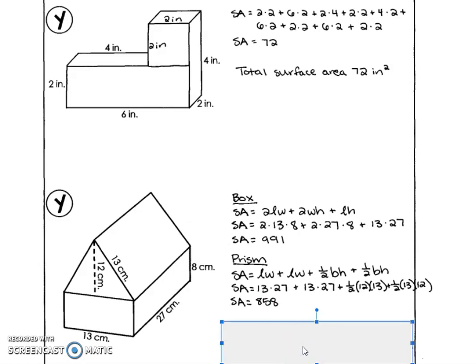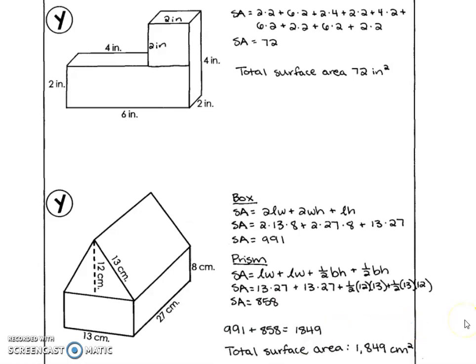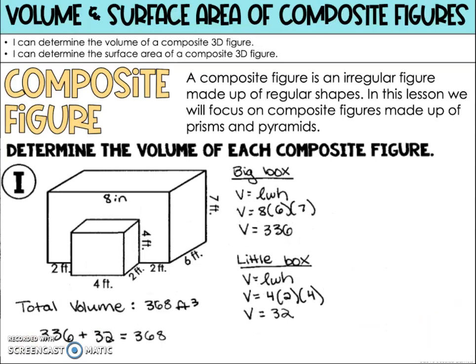For the total surface area, we're going to add those two numbers together, and we get that the total surface area is 1,849 centimeters squared. So with finding surface area of our composite figures, we just really have to make sure that we're not counting those overlapped sections. And then for volume, we're just finding the volume of each shape individually and adding them together.